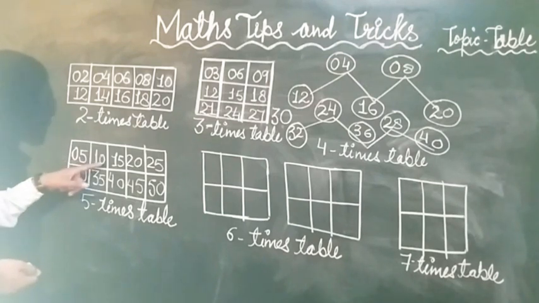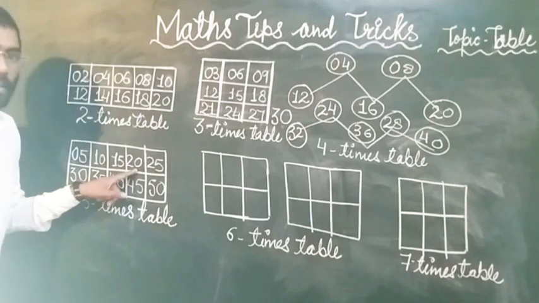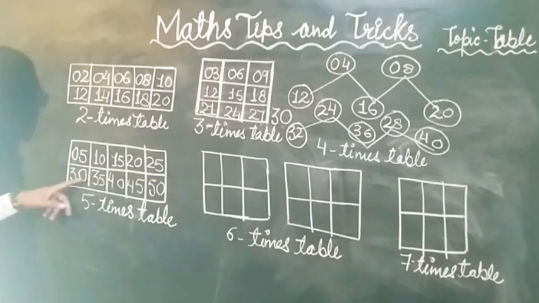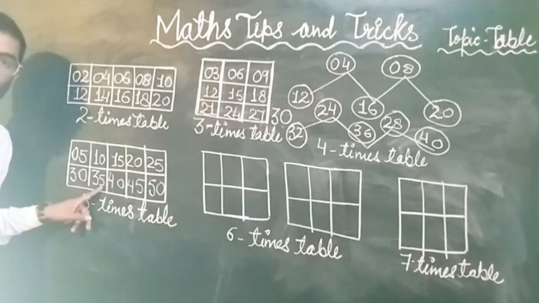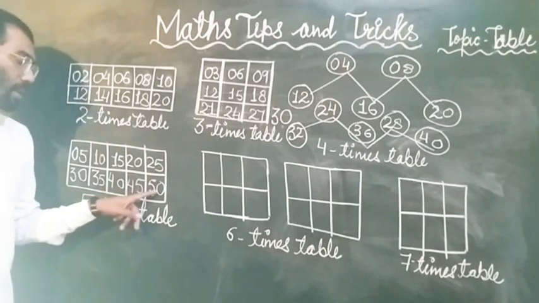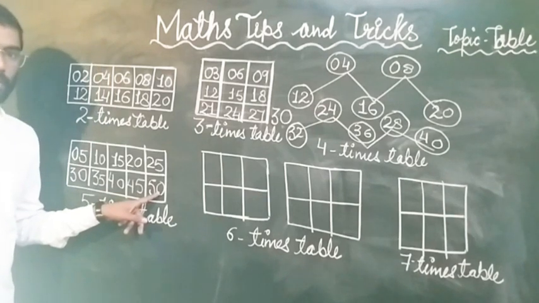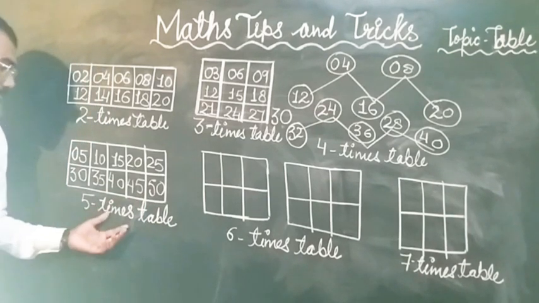5 1s are 5, 5 2s are 10, 5 3s are 15, 5 4s are 20, 5 5s are 25, 5 6s are 30, 5 7s are 35, 5 8s are 40, 5 9s are 45, and 5 10s are 50. Got it, students? I hope you understood this.